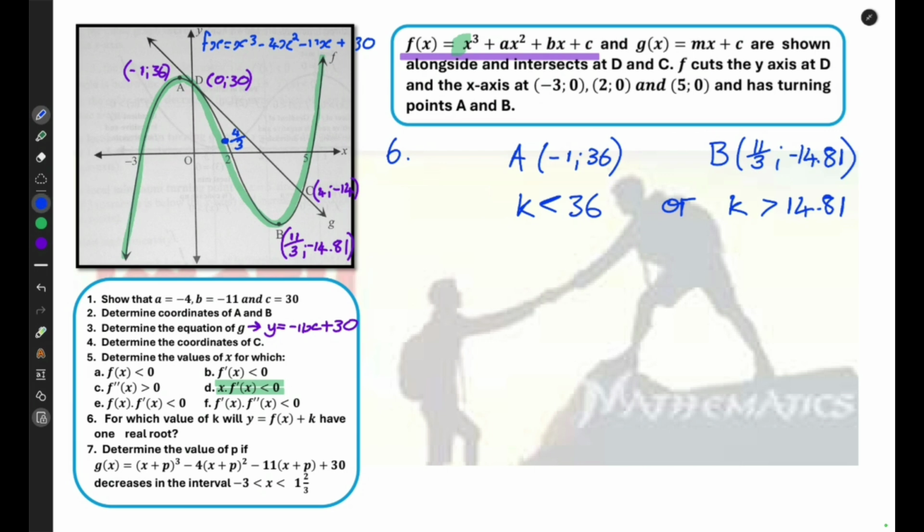Question 7 looks extremely complicated, but it really isn't. Let's just go through it. Determine the value of p if that whole thing decreases for the interval x lies between -3 and 1 2/3.